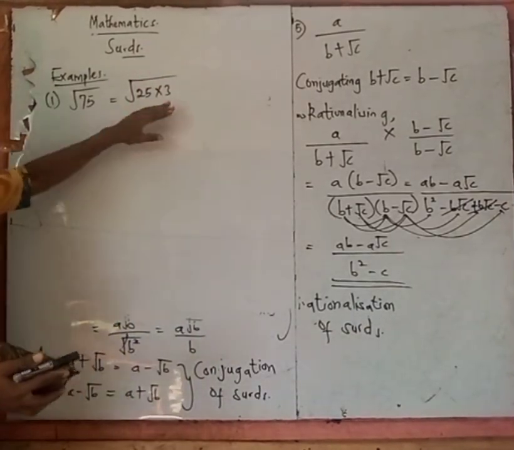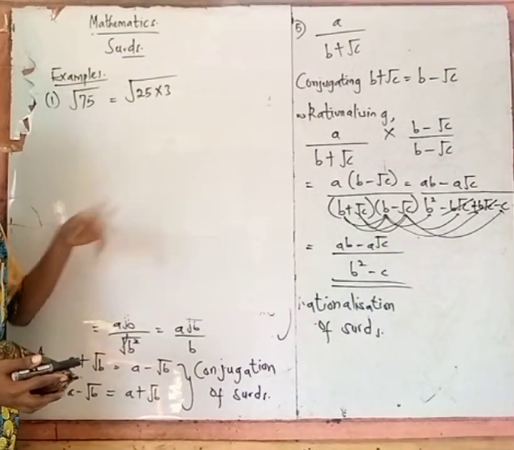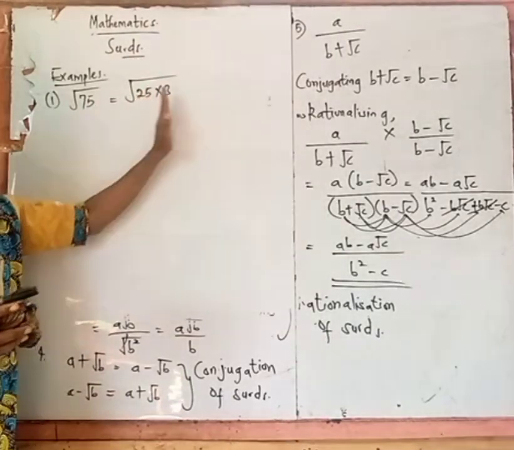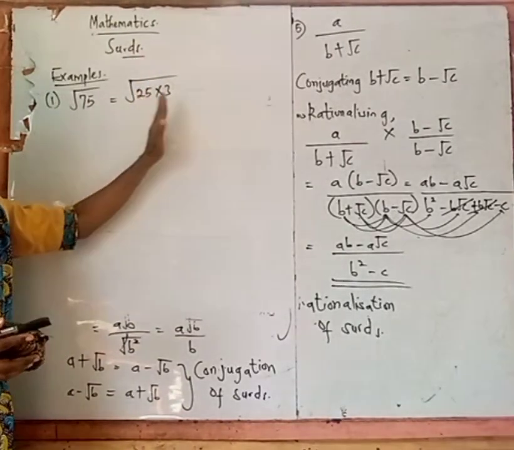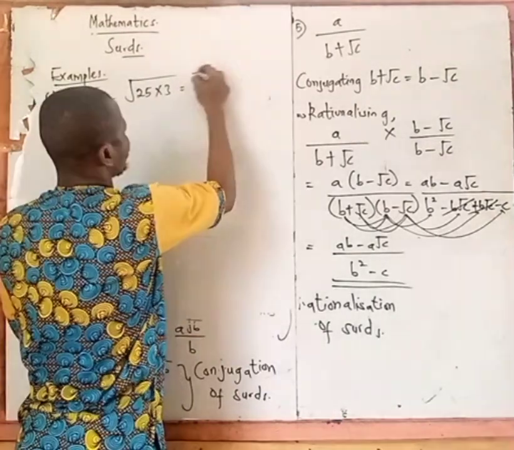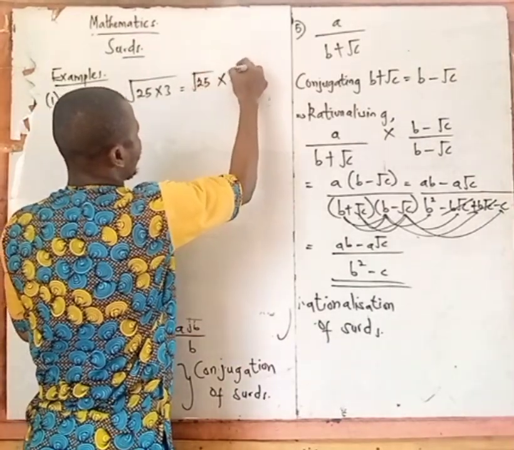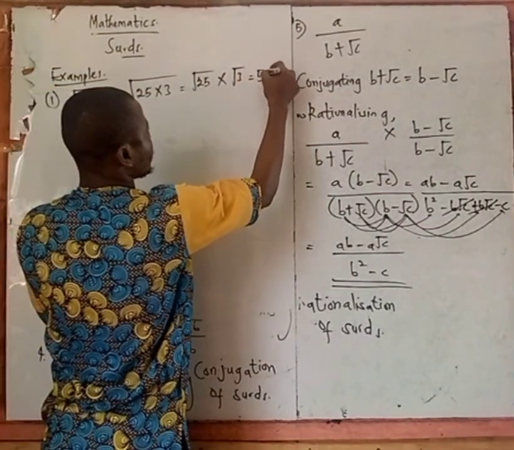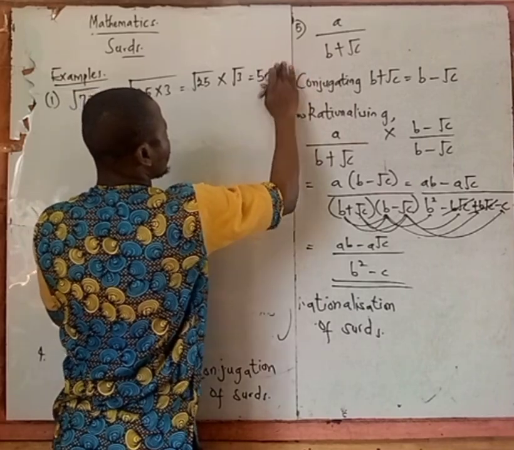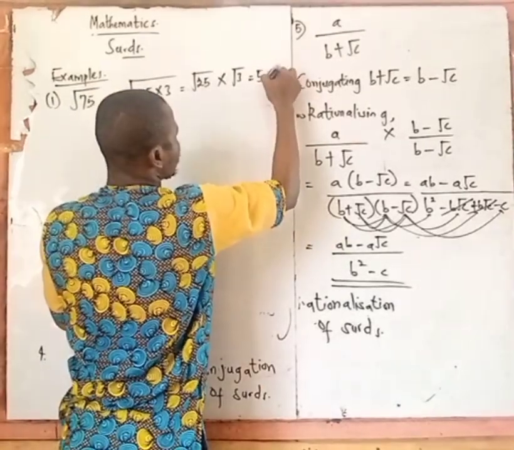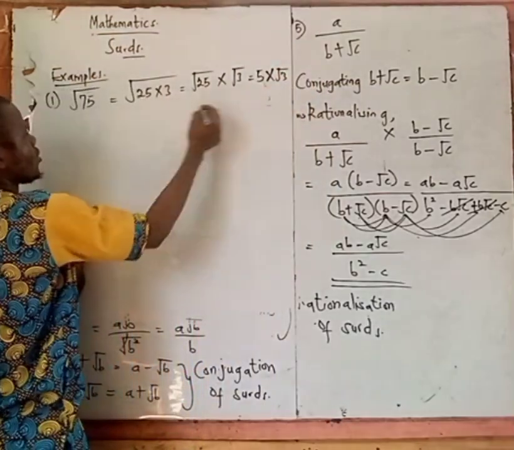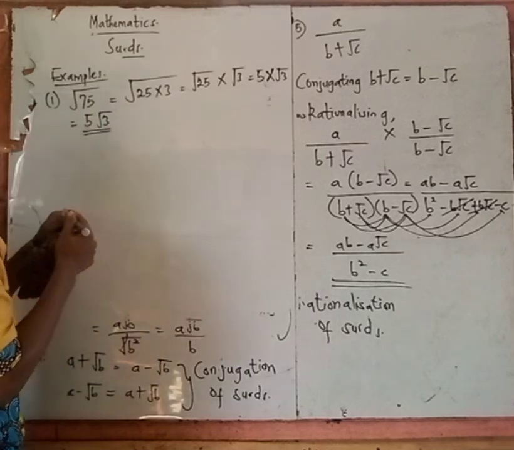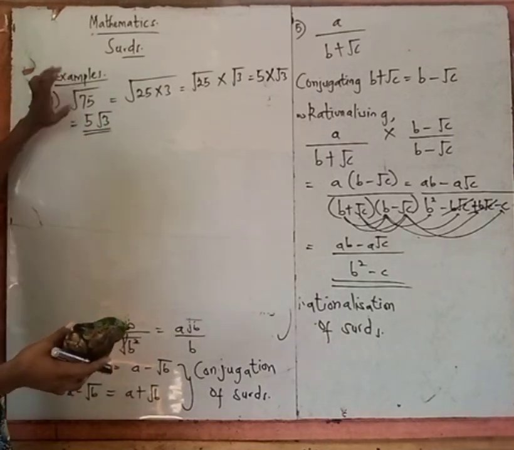So we cannot apply our first rule here. The first rule we have is, if we have the square root of a times b, you can separate these numbers and give each of them their roots. So we're going to have it as square root of 25 times square root of 3. What's the square root of 25? That is 5. So 5 times root 3, which will give us 5 root 3. So this is how we can simplify root 75 into a simple form.